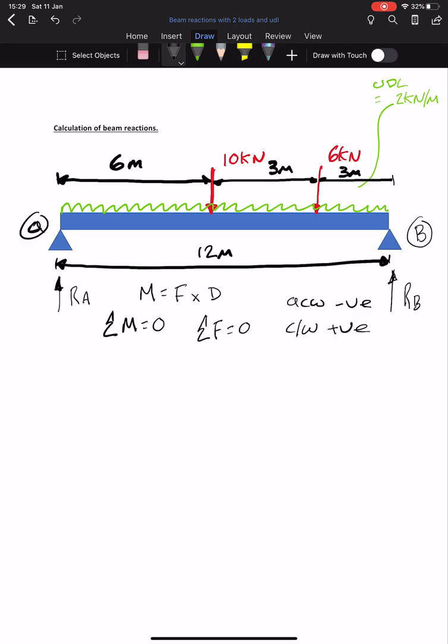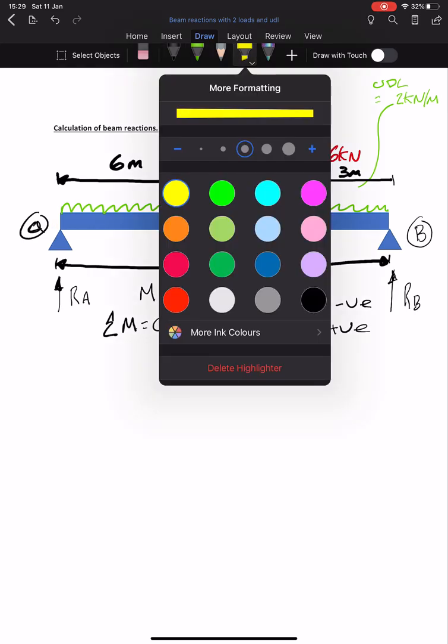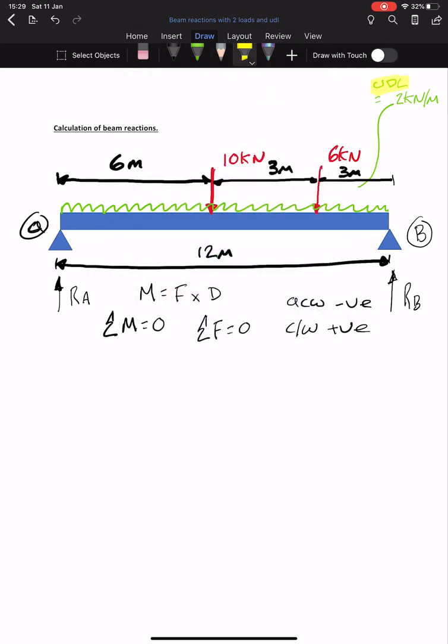Before doing anything else, I need to convert that UDL into a point load. So the first thing I'm going to do is convert the UDL into a point load. The reason I'm doing that is because it makes it easier for us. I can then treat it as a point load like the 10 and 6, so I can use my formula.